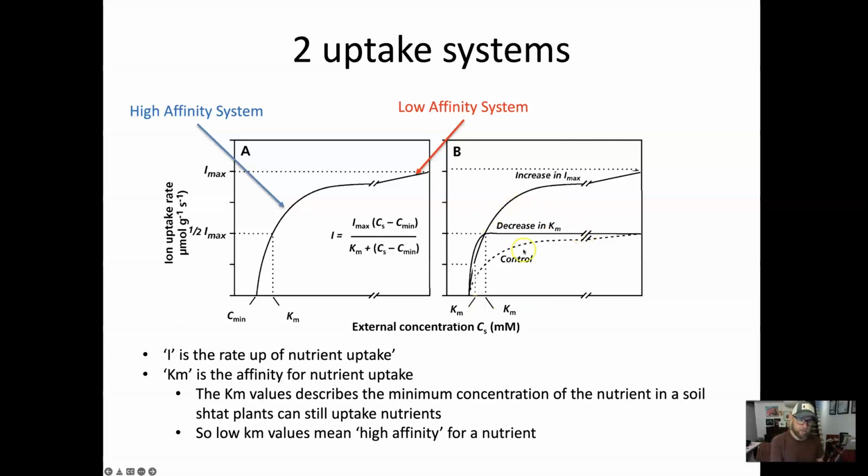But you can see there's a trade-off. Its Imax value, or the maximum rate of uptake, is much lower. So the plant has some ability to continue to adjust how specific it is targeting certain nutrients. And that's mainly done by those active transporters. How many of them and what type are in the membrane?